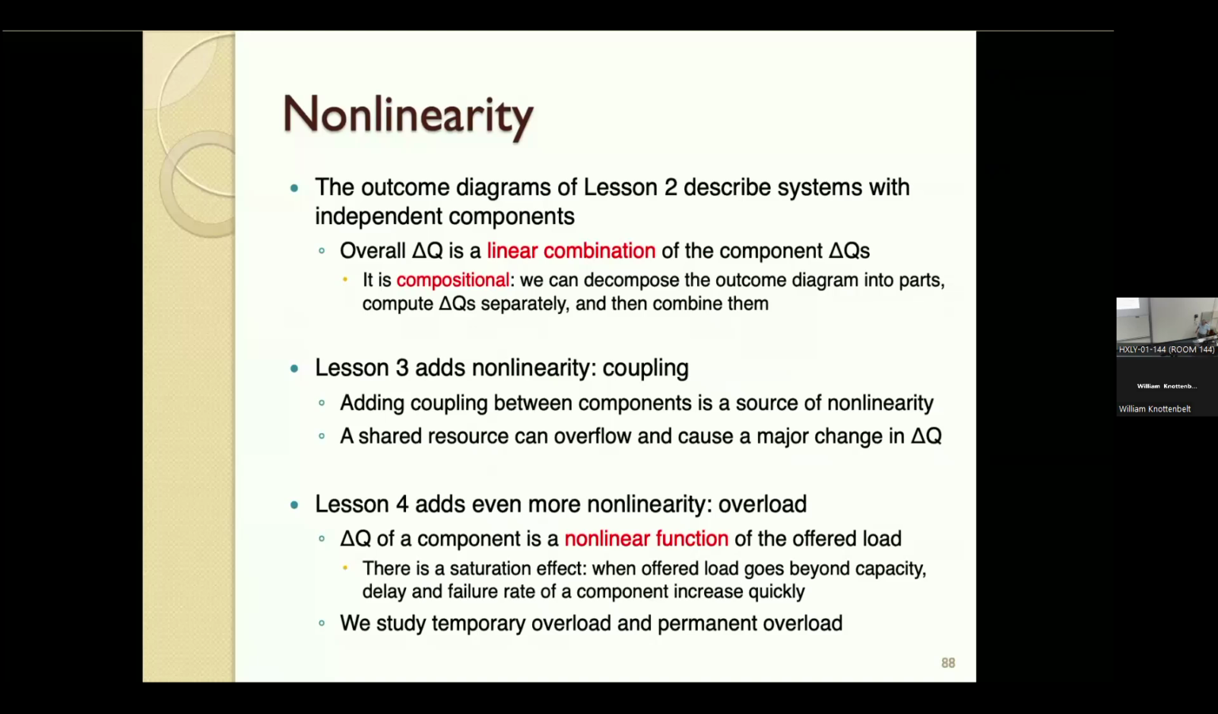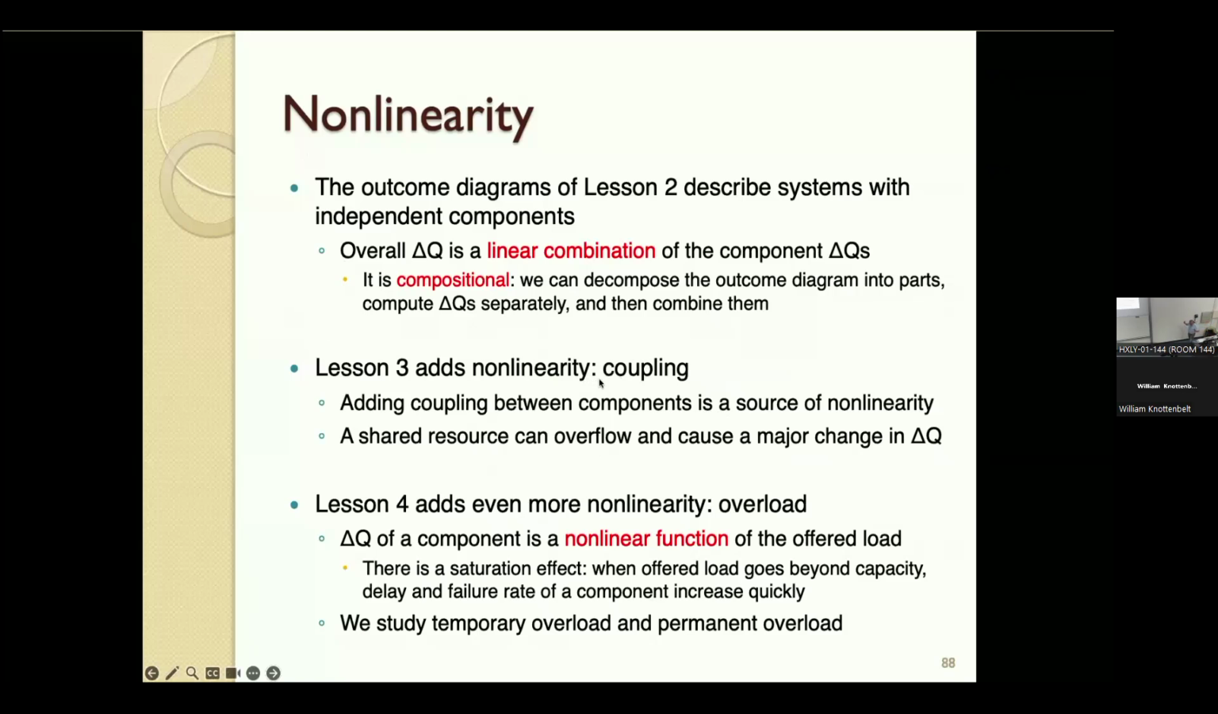Okay, so in lesson 2, we had systems with independent components, where the semantics of the outcome diagram basically is compositional. Okay, we can decompose it into parts, compute the delta Qs, and then combine them. That's the starting point. But in fact, real systems are not so simple. They will have nonlinearity.